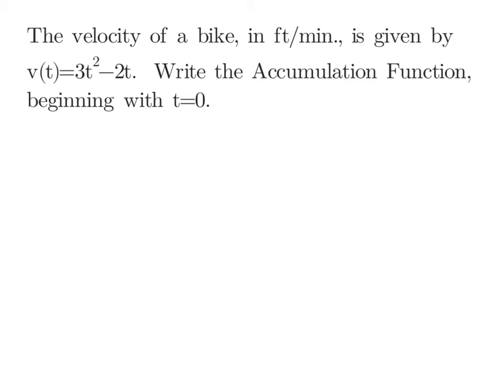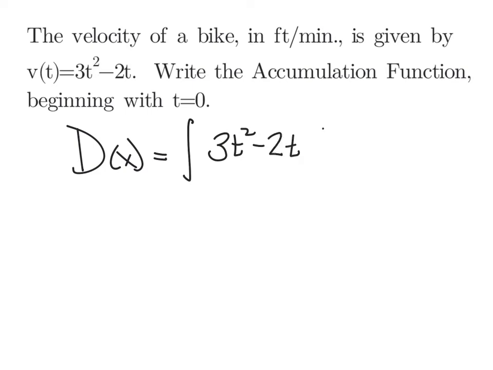So let's talk about the velocity of a bike. Let's say it's measured in feet per minute and it's given by v of t is equal to 3t squared minus 2t. And we want to write the accumulation function. I'm just going to call it d of x. All right, it's got to be a function, so we need some functional notation. Just to get practice writing an accumulation function, it's going to be the integral of that v of t and we're going to start at 0 and then we go up to different values of x.